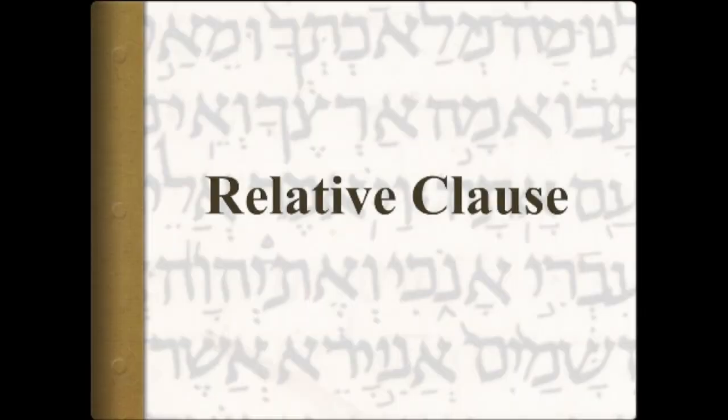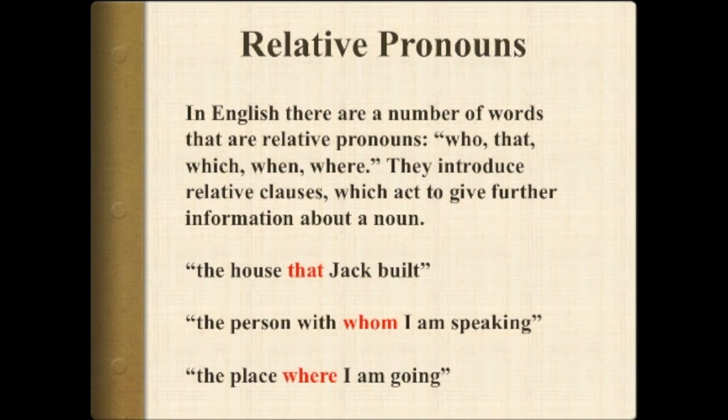I would like to just say a few words about relative clauses in Hebrew. In English, we have a number of words that are called relative pronouns: who, that, which, when, where. They introduce relative clauses which give further information about a noun preceding. So we have here the house that Jack built.